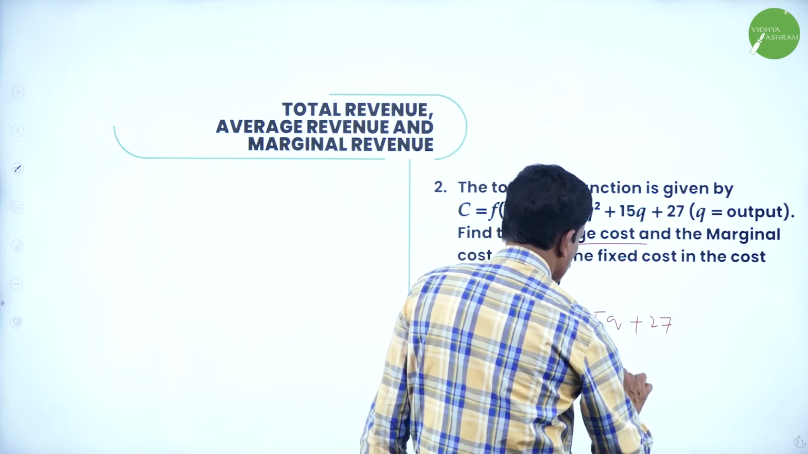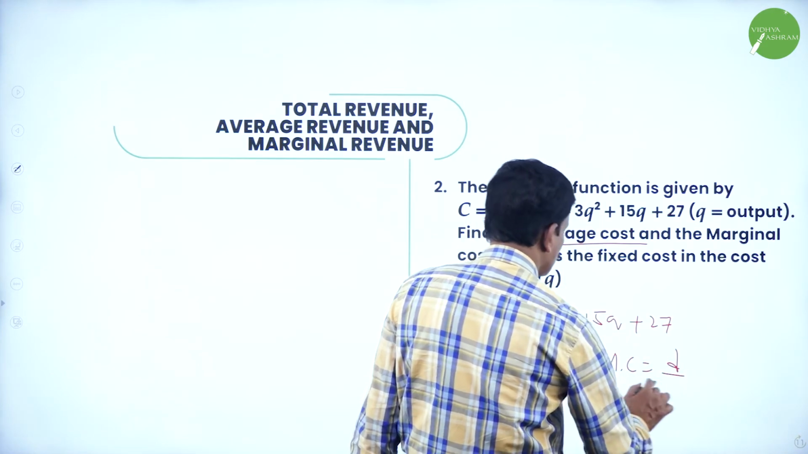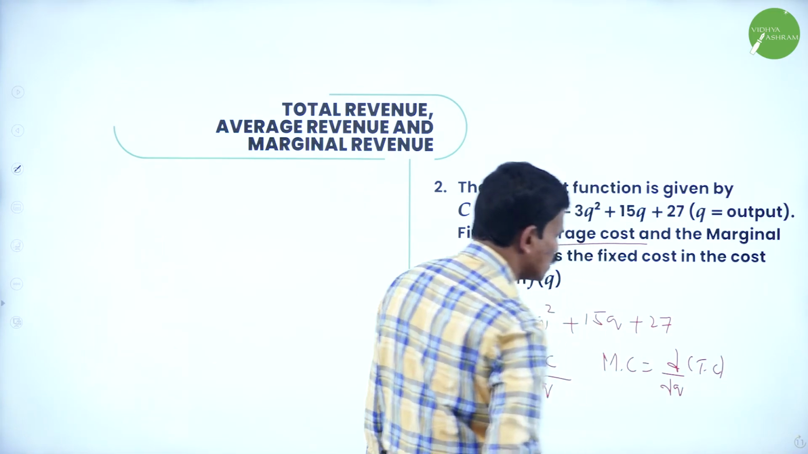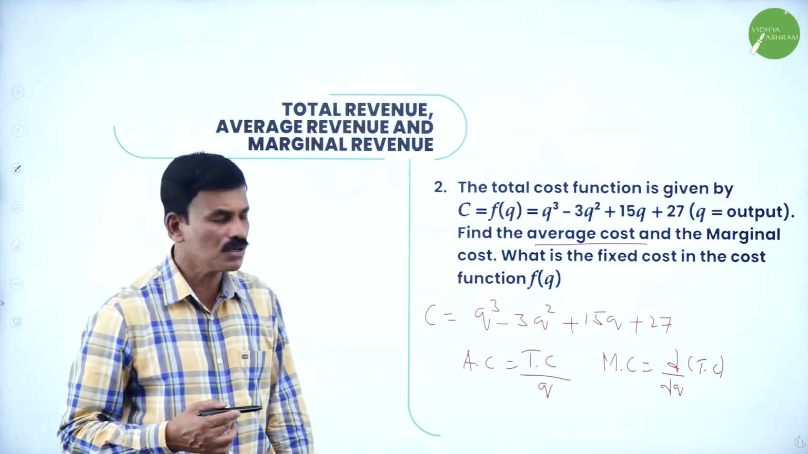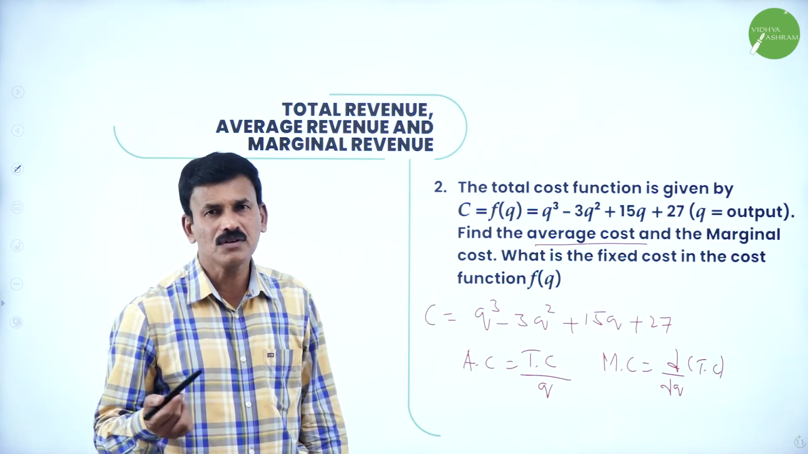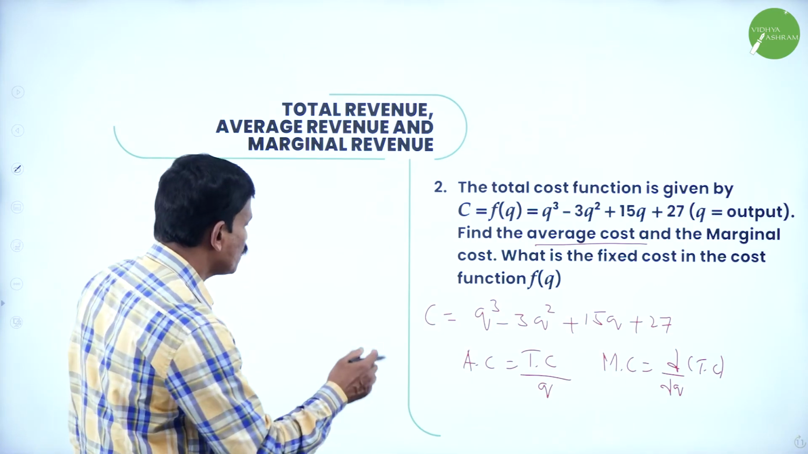Marginal cost is nothing but the derivative of this function with respect to Q, d by dQ of the total cost. That's all. d by dQ of the total cost will give the marginal cost. That's it. Okay. Calculate it, you will get the answer. Now let us come to the first concept, that is average cost.